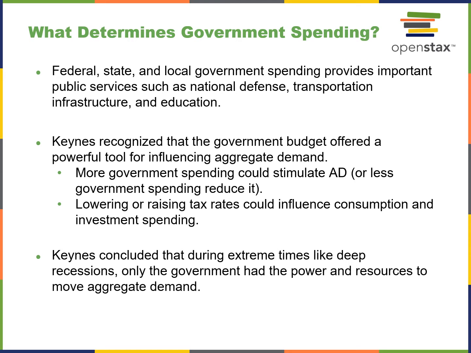Keynes concluded that during extreme times, like deep recessions, only government had the power and resources to move aggregate demand. I would say in recent times, because of the stimulus packages in 2008, you may have heard of QE, or quantitative easing. That's where we increase the money supply and reduce the base lending rate from the Federal Reserve to nearly zero or zero to stimulate economic activity.